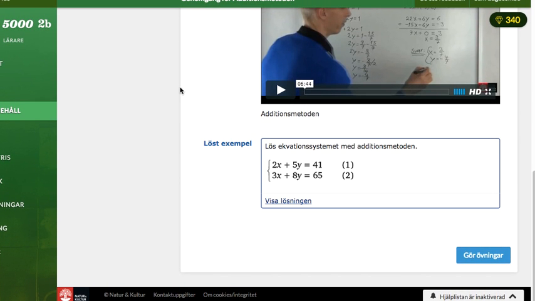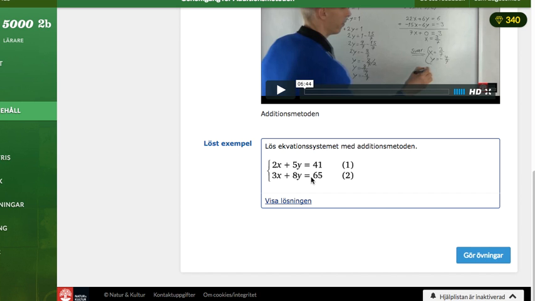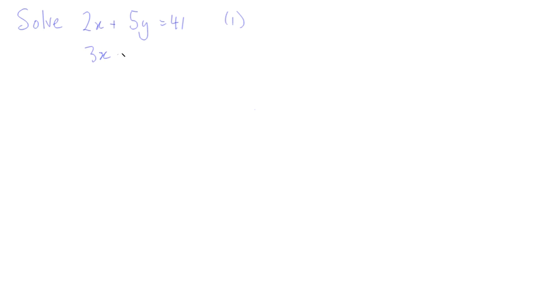So we're told to solve this system: 2x plus 5y equals 41. That's our equation 1, and 3x plus 8y equals 65. That's equation 2. Solve this using the method of addition. Sometimes you're not told which method to use, and you can use a method of your choice. But in this example, I want us to use the method of addition.